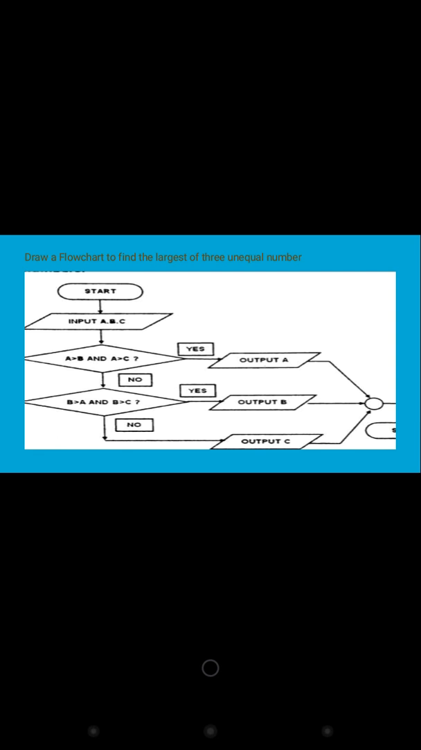Draw a flowchart to find the largest of three unequal numbers. Start, input A, B, C, A greater than B and A greater than C. In this flowchart we will discuss what is the greatest number. Okay, here we have taken 3 numbers, and from them we have to tell which number is the biggest. Greatest number. If A greater than B and A greater than C, A greater than B, so yes, if no. Okay.